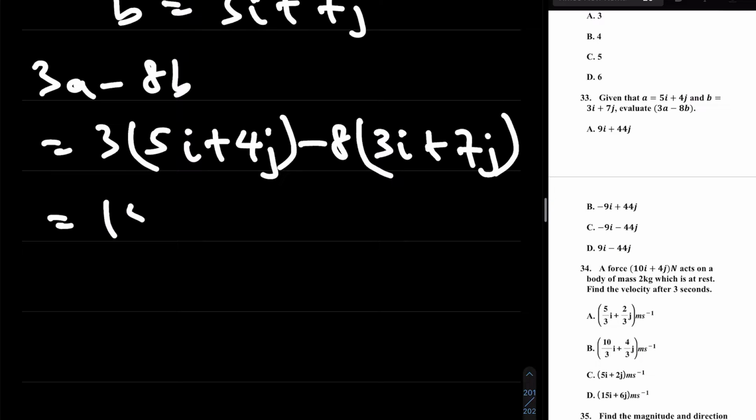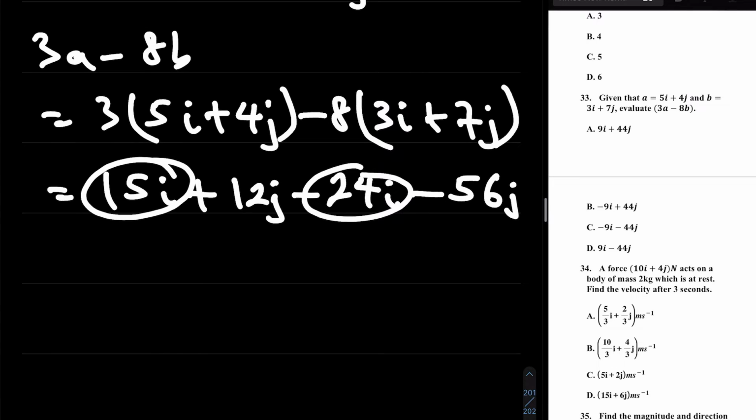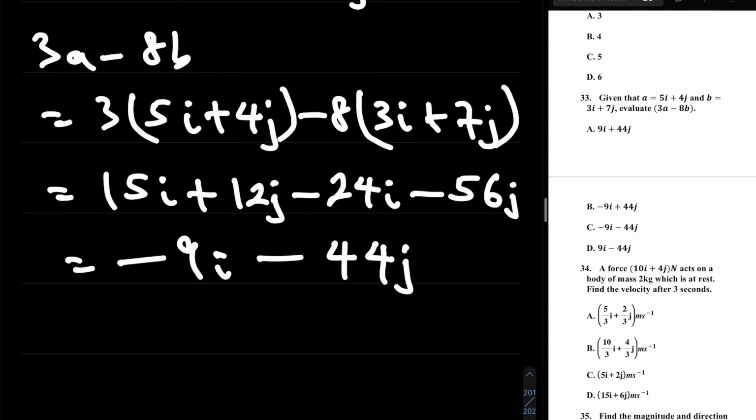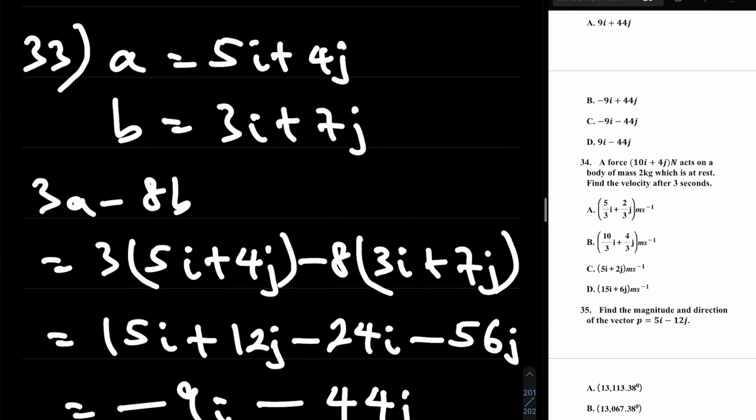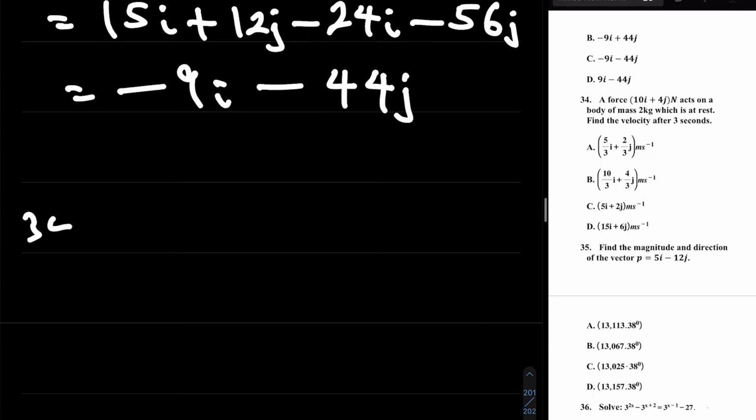And that simply means 15i plus 12j minus 24i minus 56j. Now 15i minus 24i is minus 9i, and 12j minus 56j is minus 44j. And that simply means 3a minus 8b is minus 9i minus 44j. And the option that matches that is C. So the answer to 33 is C. We go straight to the next, which is 34.